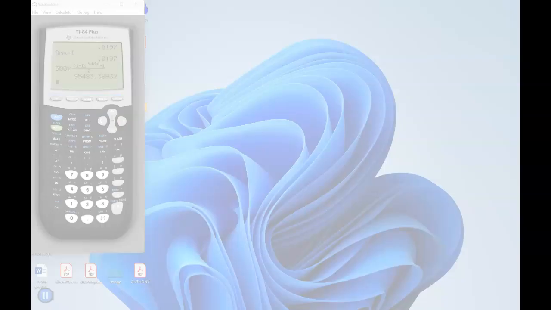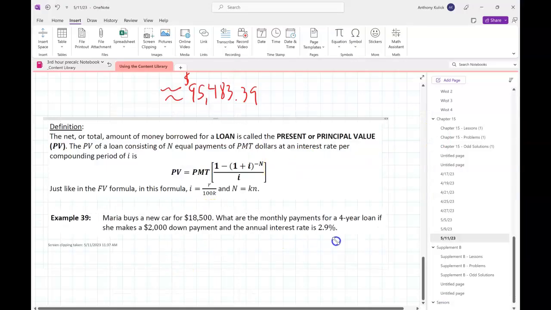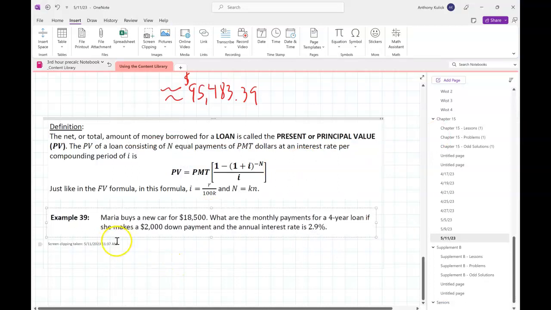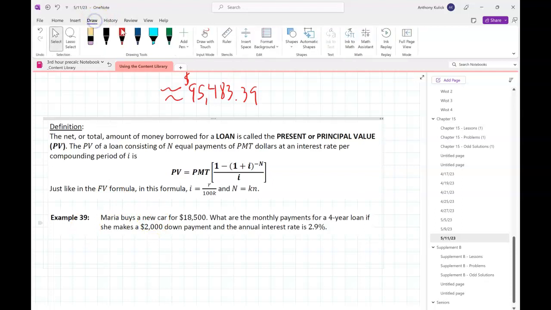Let's do a numeric example. So here we have a fairly common real world situation. Maria buys a new car for $18,500. What are the monthly payments for a 4-year loan if she makes a $2,000 down payment and the interest rate is 2.9%?